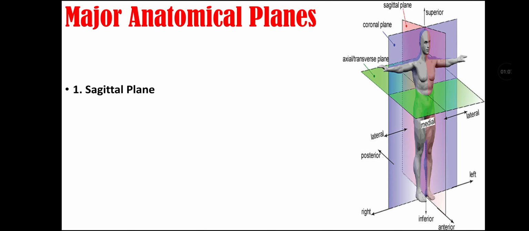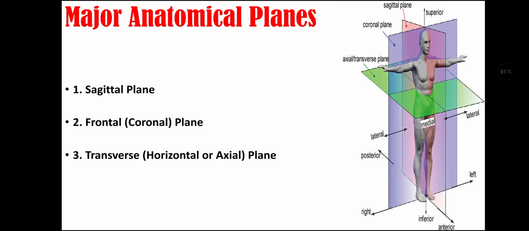Major anatomical planes are sagittal plane, frontal plane or coronal plane, transverse plane or horizontal plane, and oblique plane. And you can see these planes in the diagram except for the oblique plane. Now let's talk about these planes one by one.